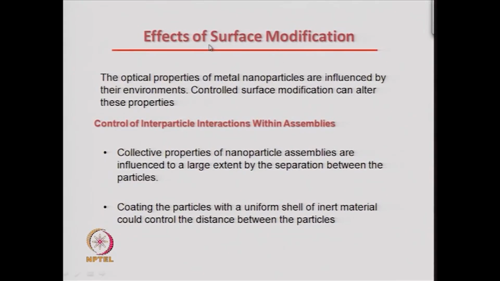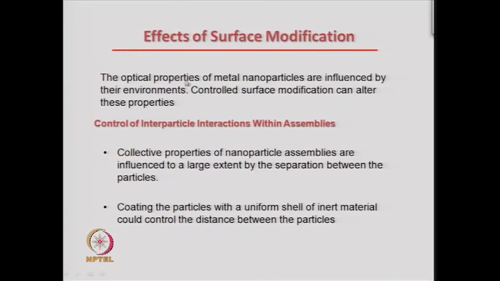Now, one thing is about environment, the other is about surface modification. What if you put some molecules or some functional groups on the surface of these gold particles? There will be what is called surface modification, and the optical properties of metal particles like gold or silver particles, etcetera, are influenced by their environment. And if you change the surface in a controlled manner, you can alter their properties in a very controlled manner.